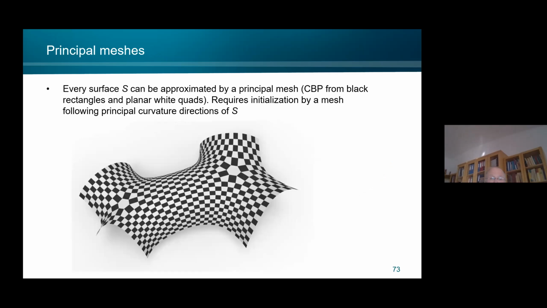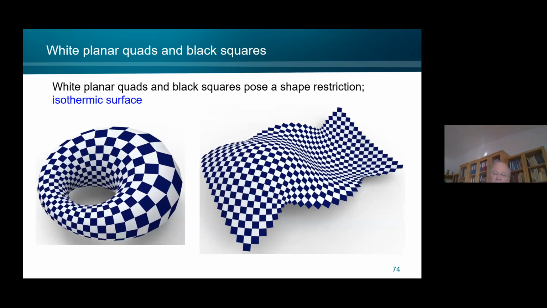Here is a representation of a surface as a principal mesh, a checkerboard pattern from black rectangles. This is always possible, so any surface can be represented in this way, simply because we need to, this is a principal mesh, so it requires, of course, initialization by a mesh which follows principal curvature directions, which is well known how to do that.